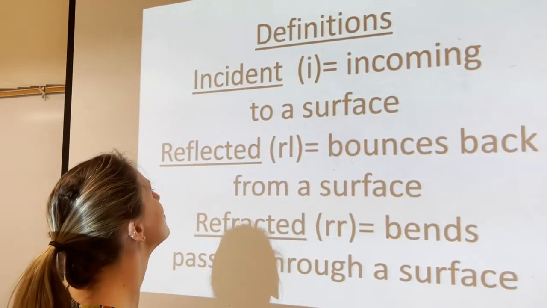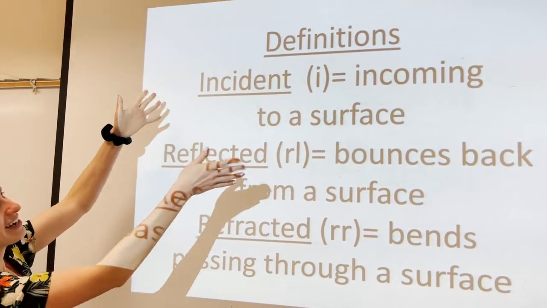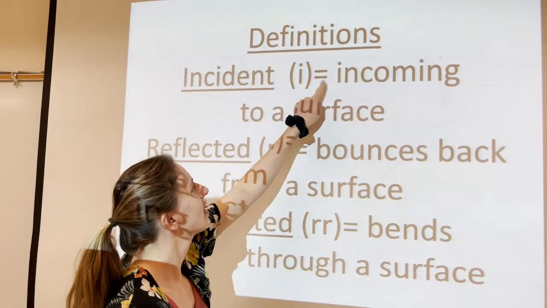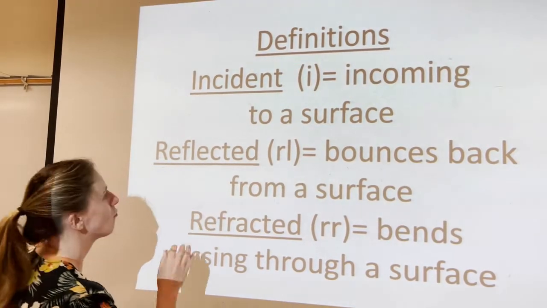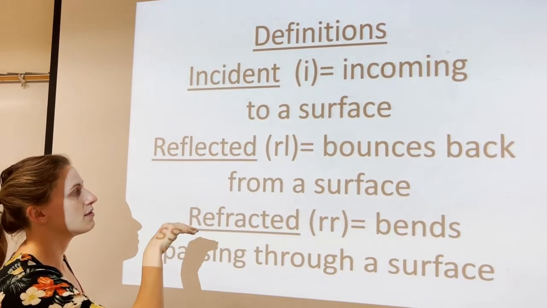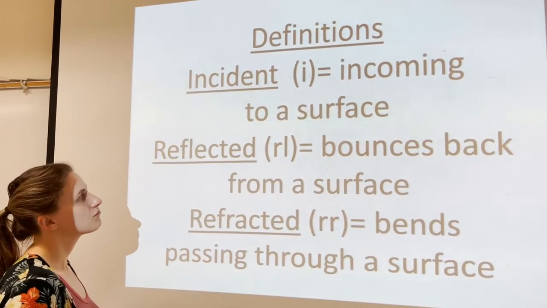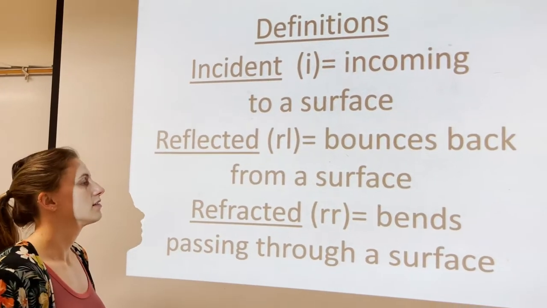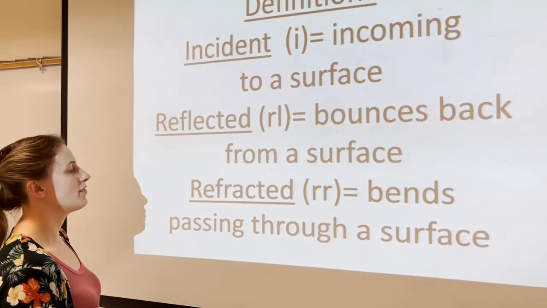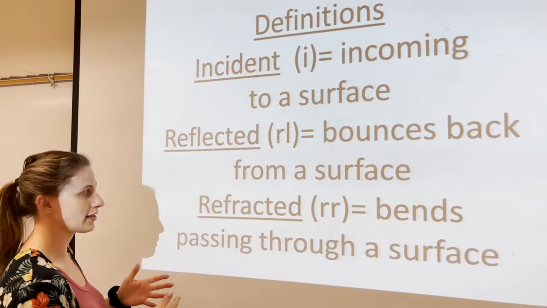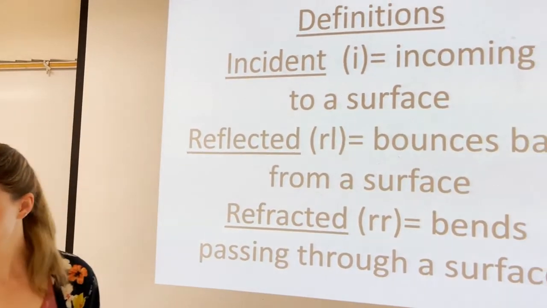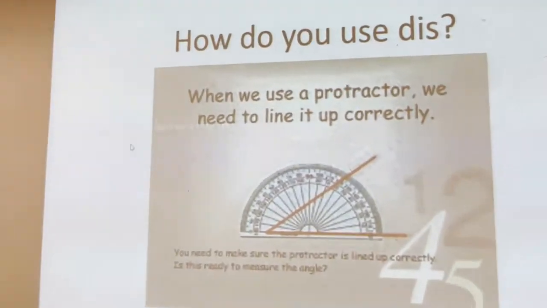Definitions. We have our incident or incoming wave to a surface. So incidence, incoming, a little I. Reflected, abbreviated by RL, is what bounces back from the surface. What we're going to be looking at is light rays, beams of light. You have a surface, you got the one that's coming in, you got the one that bounces off, and then we have the one that bends as it passes through the surface, and we call that refracted. We're going to abbreviate that with RR, refracted. Okay, so incident, reflected, refracted.